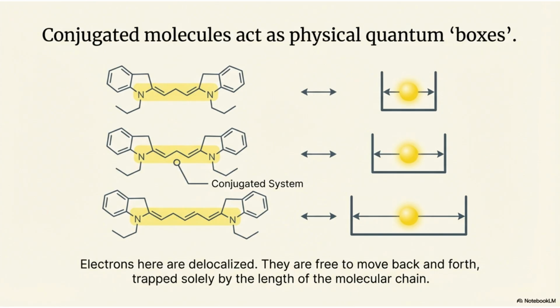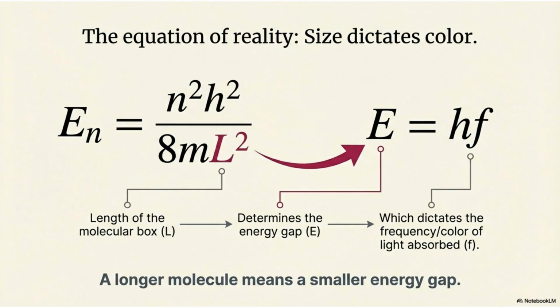Conjugated molecules act as physical quantum boxes. The electrons within these systems are delocalized, meaning they are free to move back and forth, trapped only by the length of the molecular chain. The equation of reality for these quantum boxes is that size dictates color. The length of the molecular box L determines the energy gap E, which then dictates the frequency or color of light absorbed. A longer molecule means a smaller energy gap.